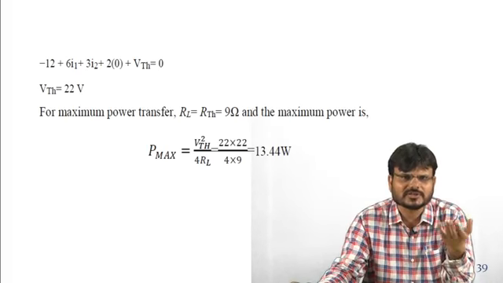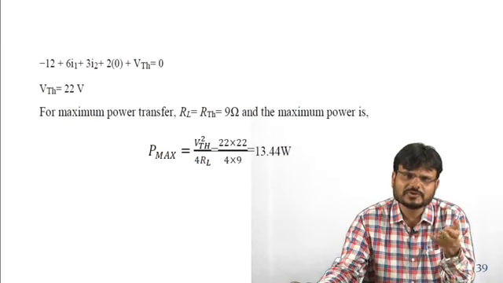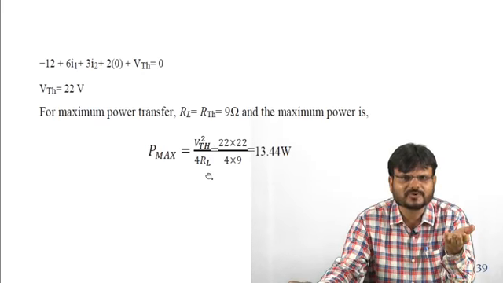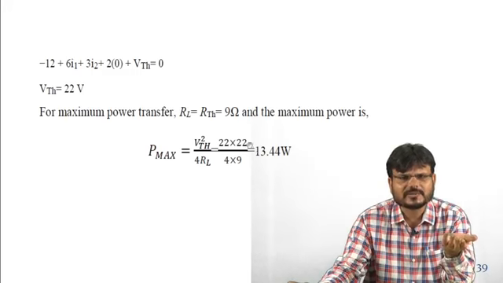You have also calculated the Thevenin resistance, so you can easily calculate the maximum power. So what is the maximum power? P max is equal to VTH square upon 4 RL. VTH is equal to 22, and it is squared, so 22 into 22 upon 4 into RL. RL is equal to RTH. So after solving, the value comes to 13.44 watt. So you have calculated the maximum power transferred from source to load.